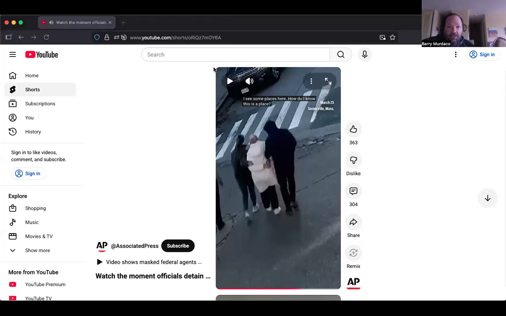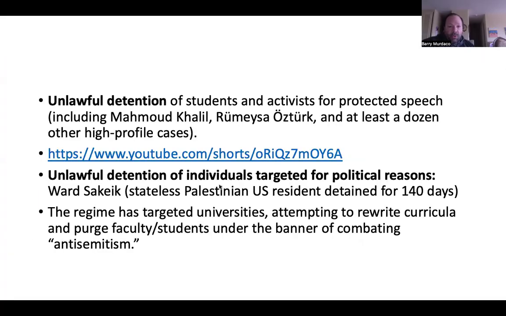Now all she essentially did was co-author an editorial in her college newspaper, basically about the college's policies towards Israel. And for that, as you can see, she's led away in handcuffs.